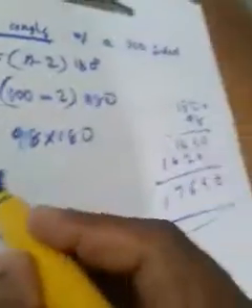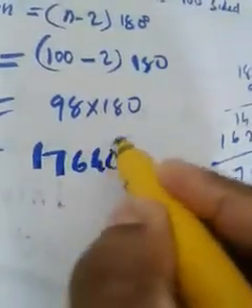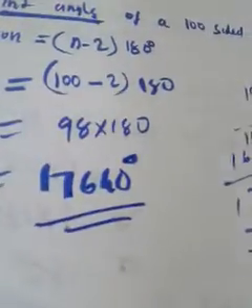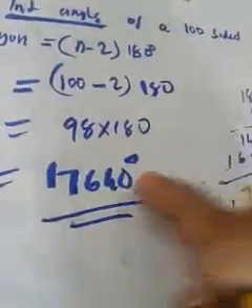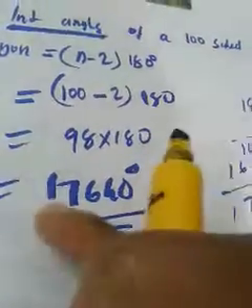So the answer is 17640 degree. I forgot to write degree. You are supposed to write the unit as degree, because it is the sum of the angles, and the angle unit is degree. So 17640 degree. And in the previous case also you are supposed to write degree: 180 degree, 360 degree. Sorry. Okay.